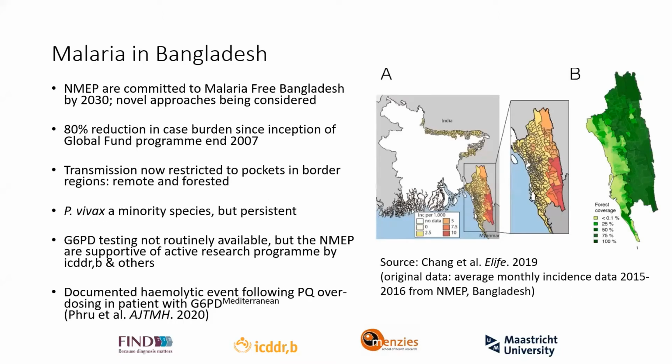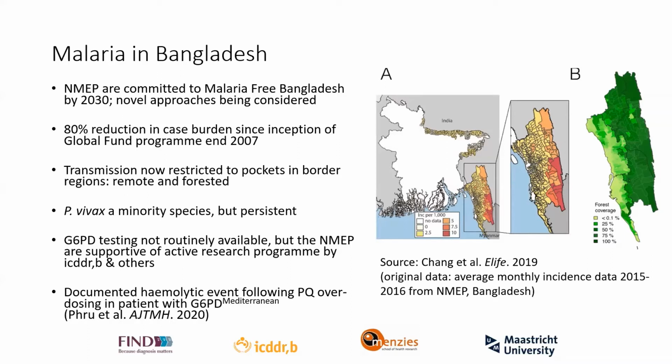This is a background slide on the situation in Bangladesh. The key points to take away here are that the National Malaria Program is really committed to an elimination goal. And as part of that, it is also considering all sorts of new approaches and has an active research program also into G6PD testing, or it is supporting that.